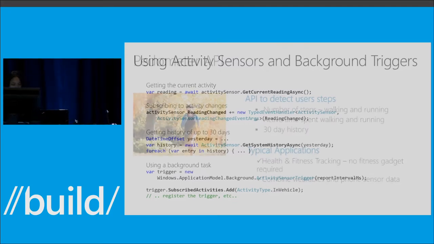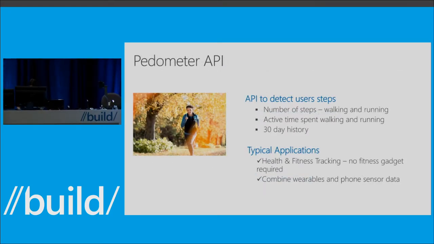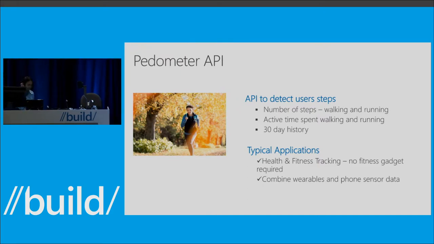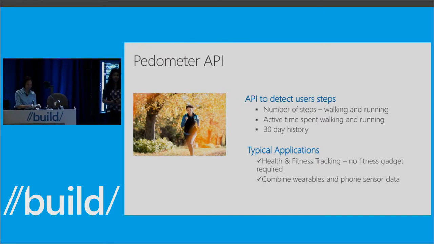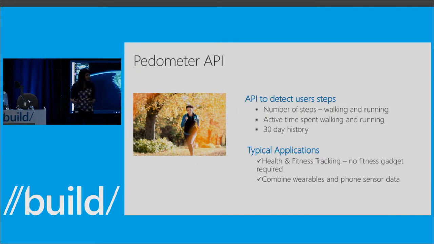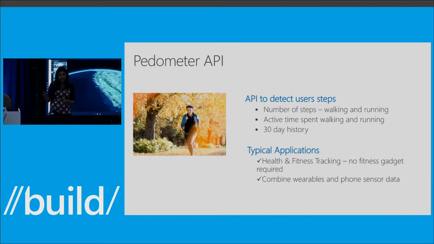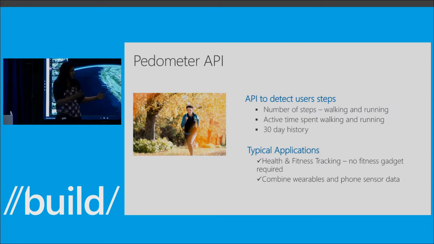Okay, so now we are moving on to the other sensor APIs. The next one is the pedometer API. When Kristen was in the mall, we noticed that the app was counting her steps. That's using the pedometer APIs. The API will count both walking and running steps. You can also get the duration of the steps taken, which is the active time spent. Very similar to the activity detection, we also support 30-day history if the hardware supports that.